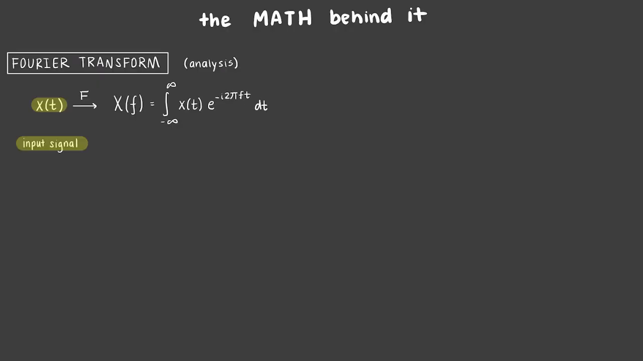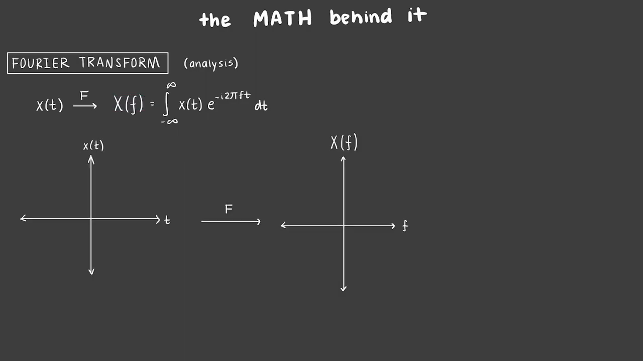x(t) is the input signal, like the violin sound wave. This signal, when plugged into the integral, gets transformed to capital X of f, which is the Fourier amplitude for that frequency. Remember that as we're doing this, we're changing the x-axis domain, but the y-axis is still measuring amplitude.